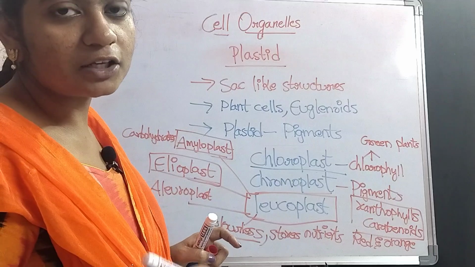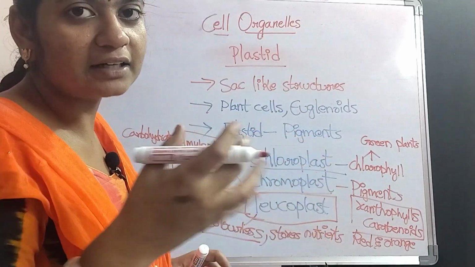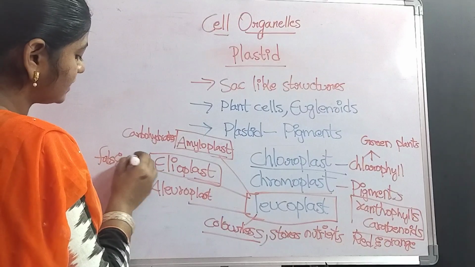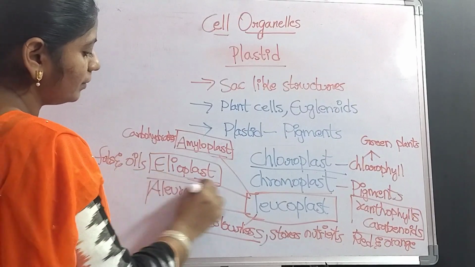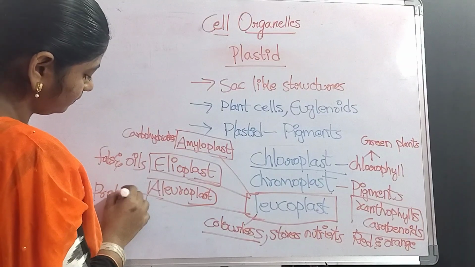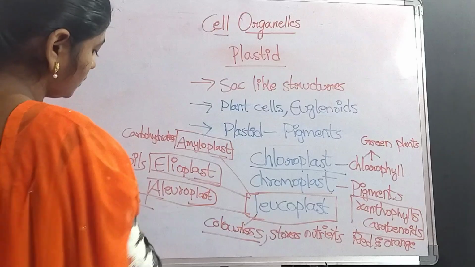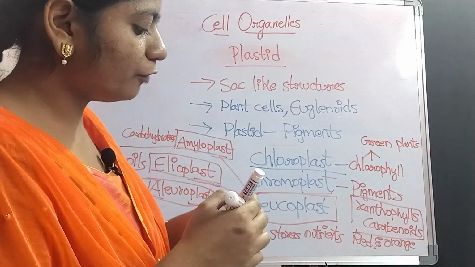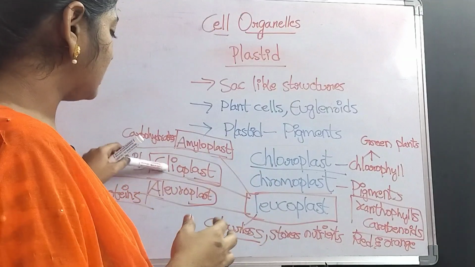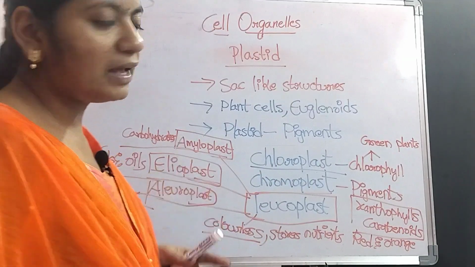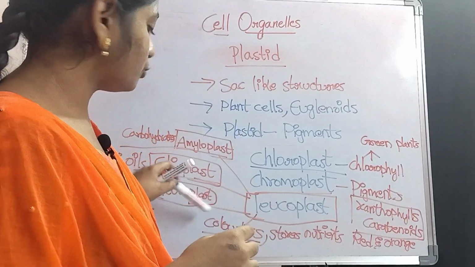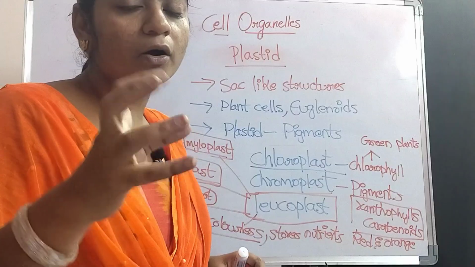What type of nutrients are stored in the eleoplast? Fats and oils are stored in the eleoplast. Coming to the aleuroplast, aleuroplast stores proteins. So, based upon the type of nutrients stored by the leucoplast, they are divided into amyloplast, eleoplast and aleuroplast. Amyloplast stores carbohydrates and eleoplast stores fats and oils. Coming to the aleuroplast, they store proteins.